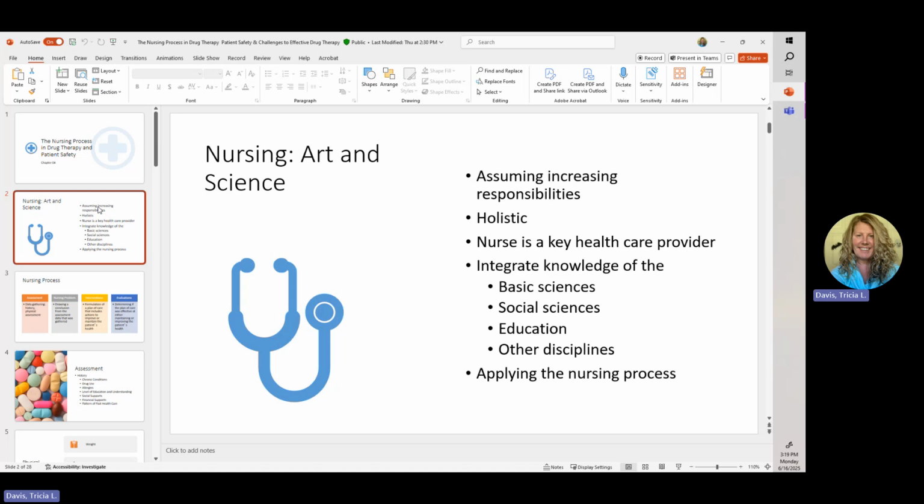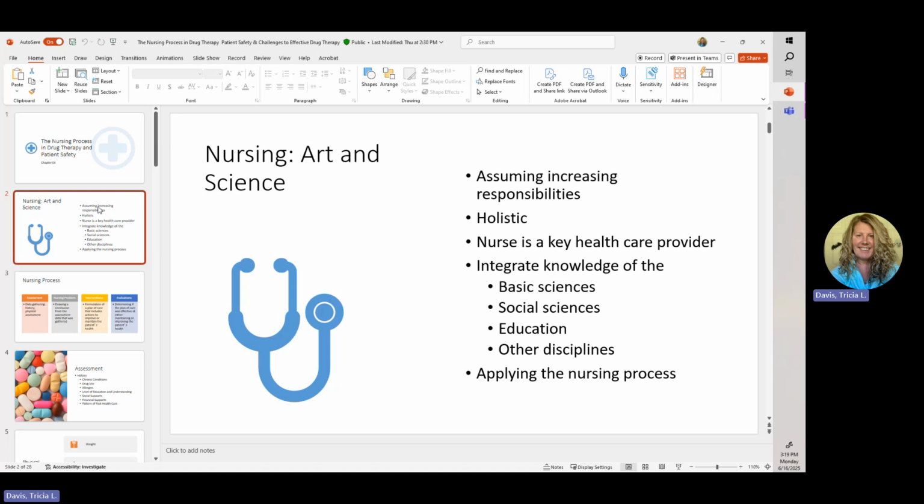Okay. We also have to remember that nurses act very differently in their practice when compared to doctors because we treat patients holistically. Instead of just looking at that medical aspect, we are looking at the mental aspect, cultural, physical. We're looking at all aspects of patient care. We also need to understand that we are a key member in that healthcare team.